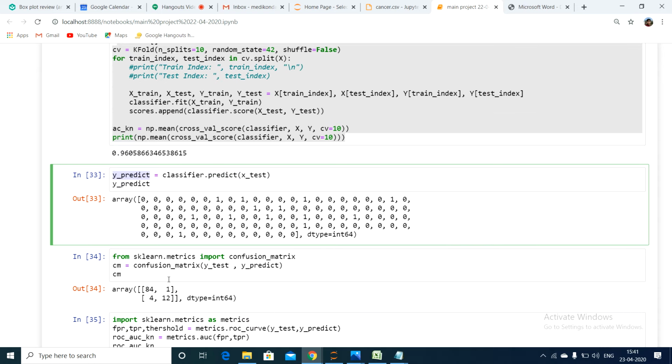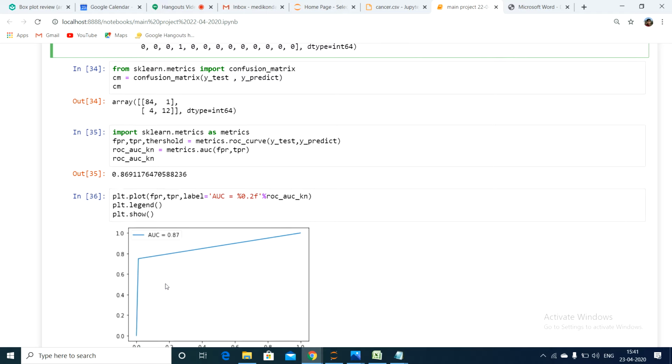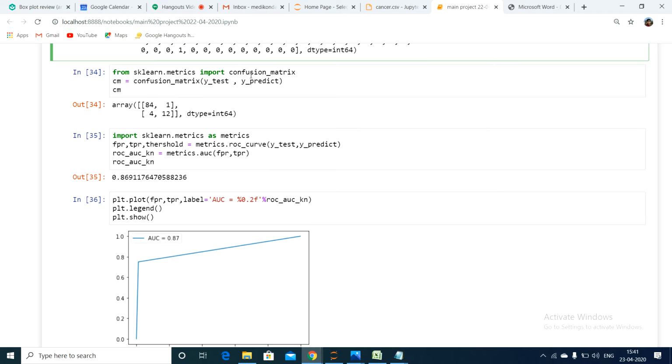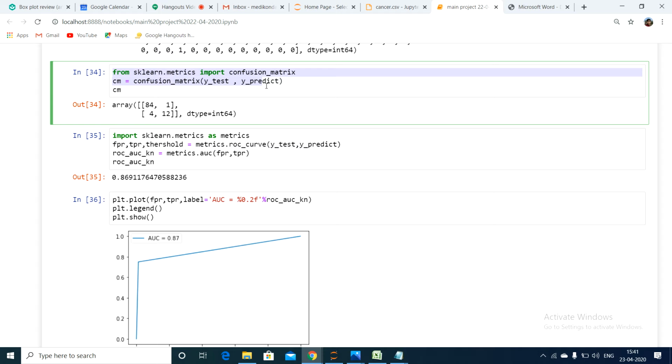This is y_pred. We need to calculate some parameters, that is the confusion matrix. Here we are getting the confusion matrix. We will go into what exactly a confusion matrix is and what values are good for it in detail in a separate session. After that there is one library called metrics in the scikit-learn library.